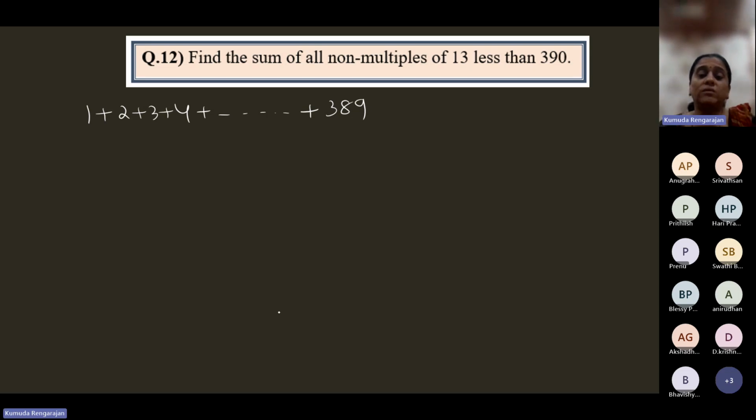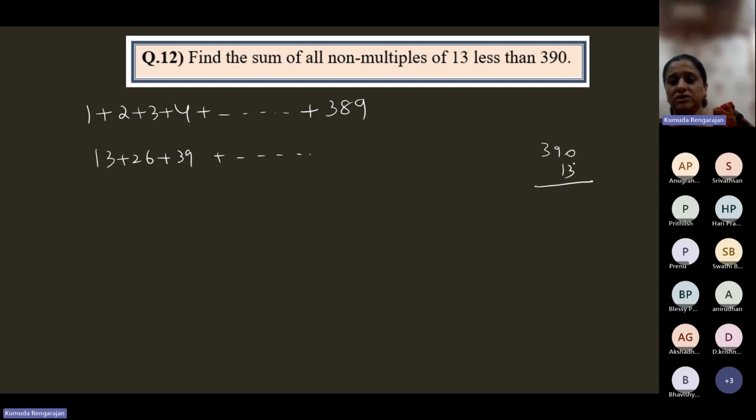Then find the sum of all the multiples of 13 less than 390. So it will be 13, 26, 39, so on. 390 itself is divisible by 13, but it's not less than 390, right? So you cannot use 390, so minus 13. So it will be 377.